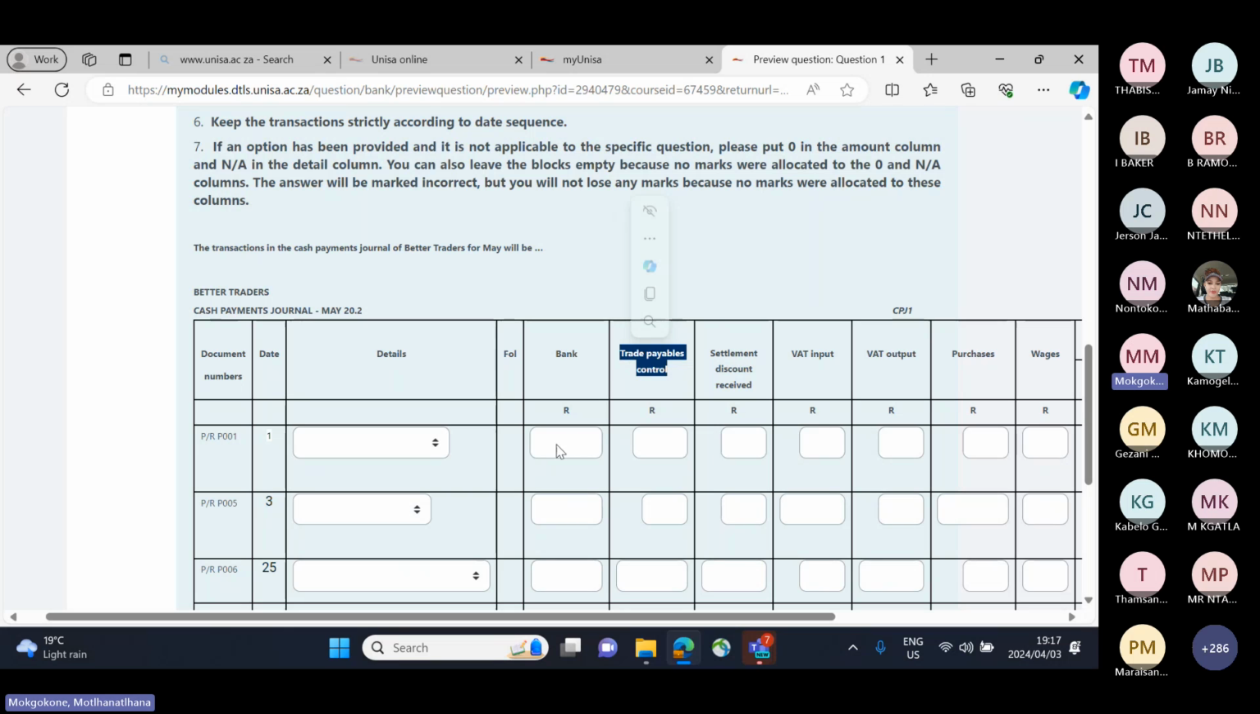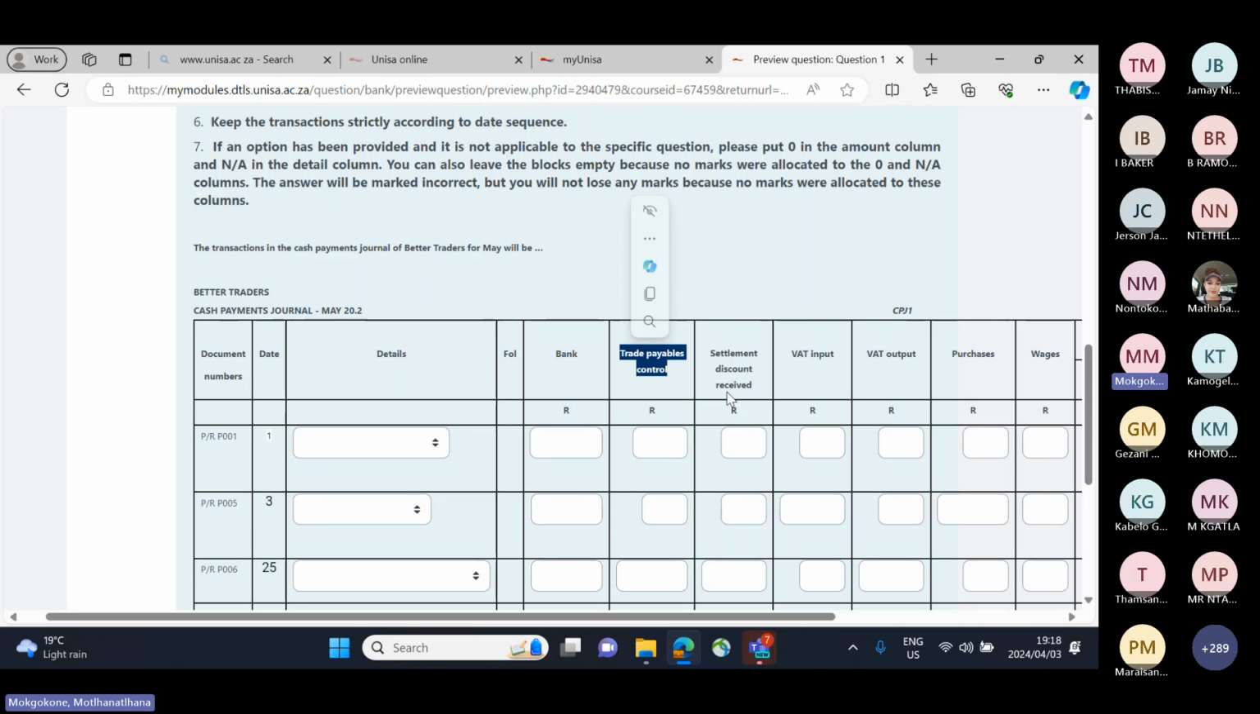That means under the bank column, if trade payables is affected, you record the actual amount you paid. Then the full amount owing must be recorded under the trade payables control account. You must understand this one. If you owe the creditor 1,000, you put 1,000 under trade payables, but you receive a discount and pay 800. Then under the bank column, you record the 800, the actual amount you pay to a creditor, which is our trade payables.